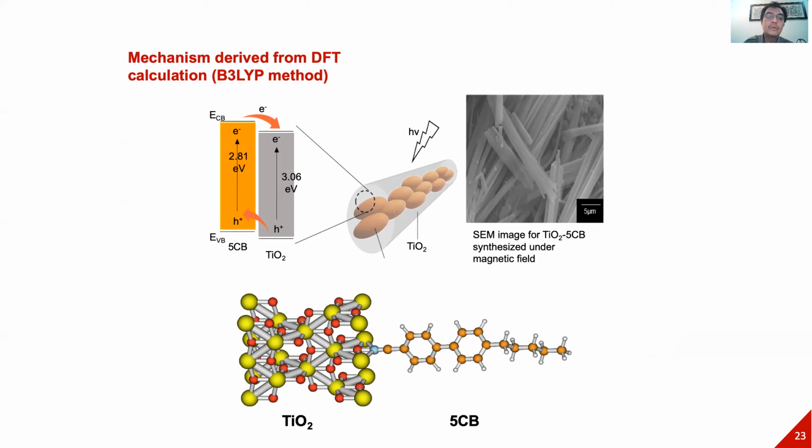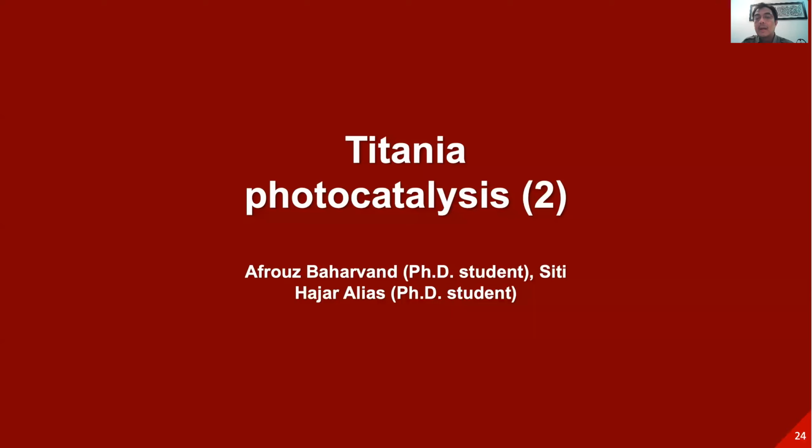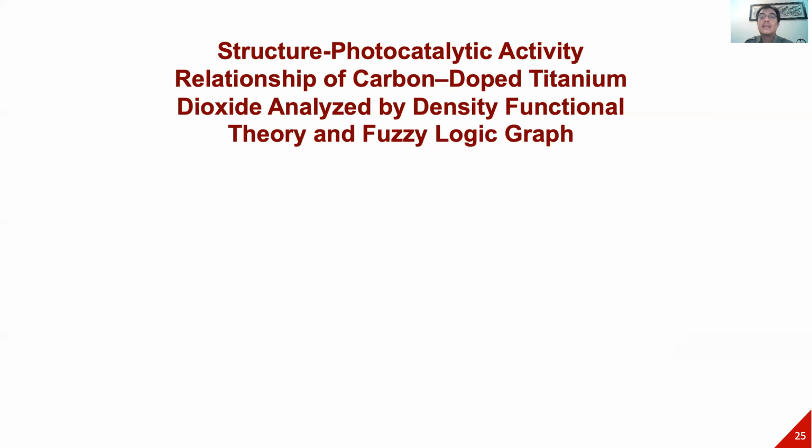Okay, now we go to example number 2. That is the structure photocatalytic activity relationship over the carbon doped titanium dioxide analyzed by density functional theory and a fuzzy logic graph.